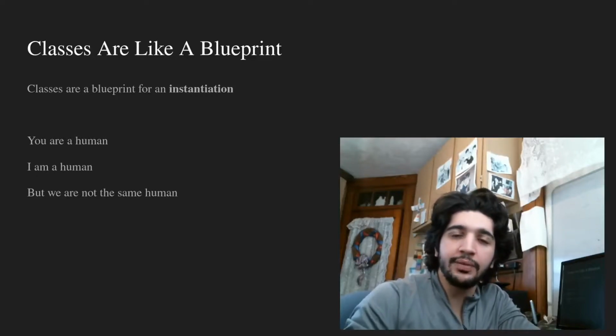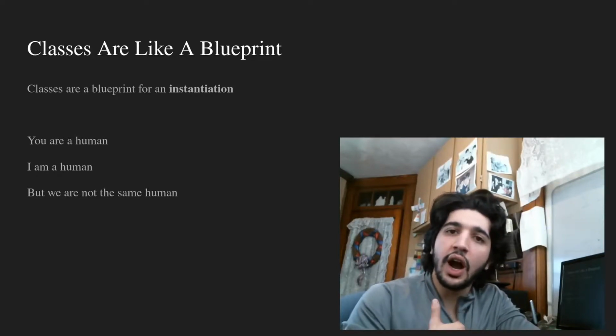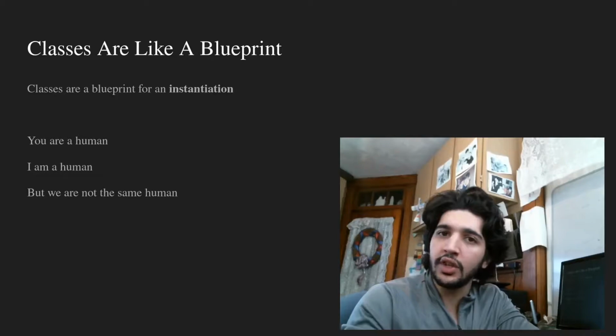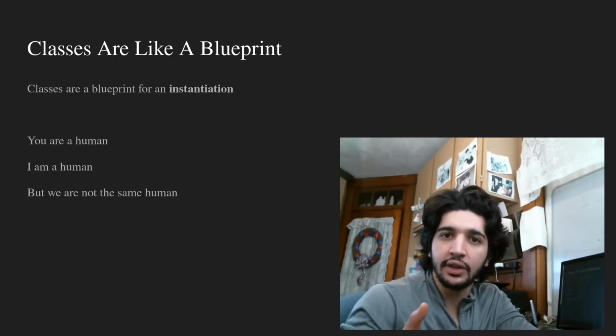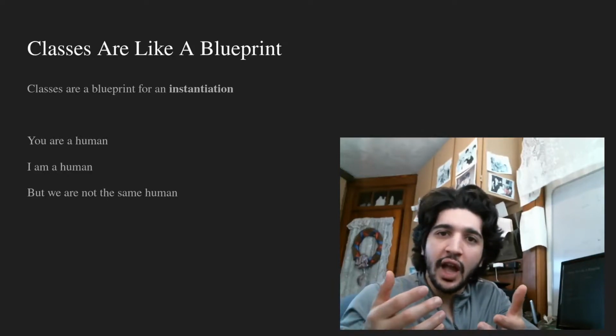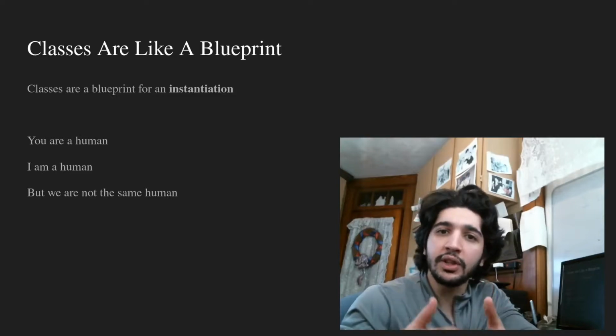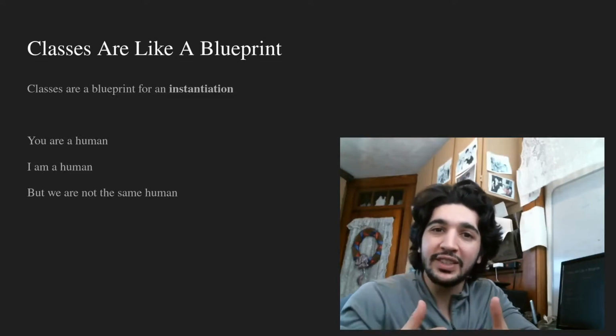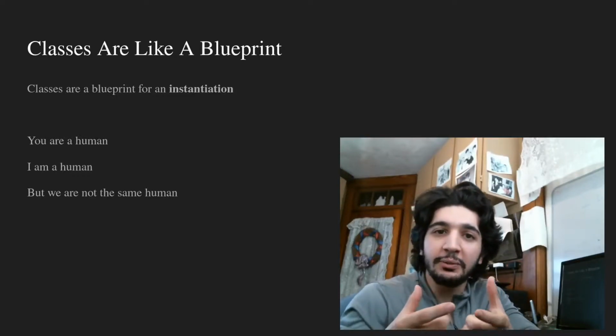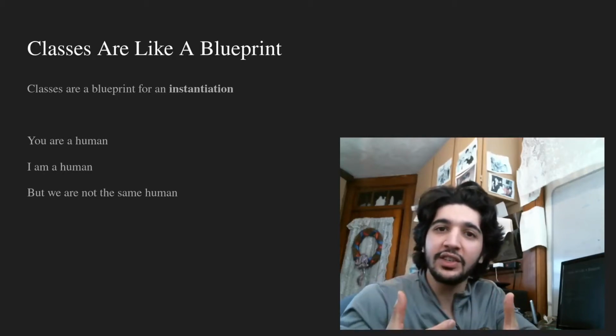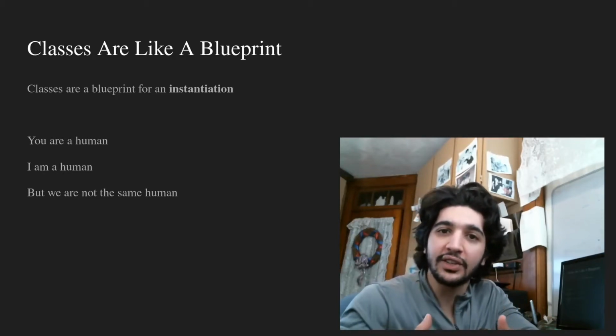Here's an example. You are a human. I am a human. But we are not the same human. My name's Ben. Yours could be Kevin. I live in Boston. You could live in Nebraska. Instantiations are from the same class, but they're a different sort of entity that gets built from that class.